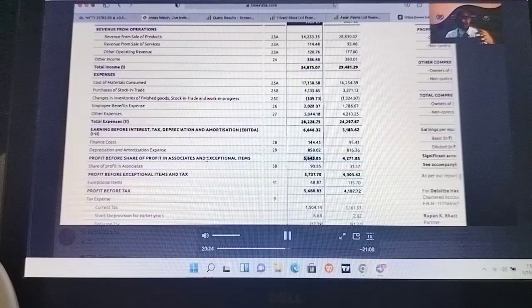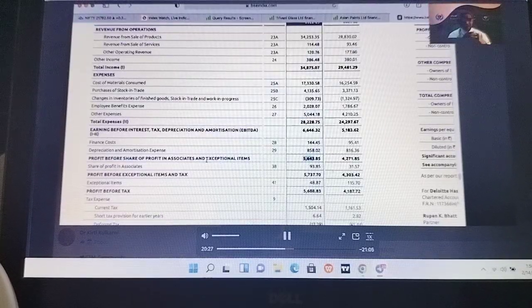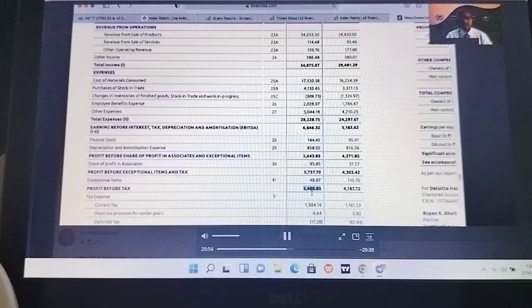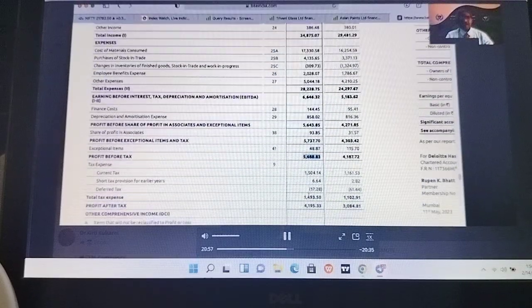Now sometimes you'll see 'before exceptional items'. What is this exceptional item? Sometimes there are losses, like a fire accident which never happens in day-to-day practice, but exceptionally a cost is incurred, some litigation. Sometimes it is included, and that is for detailed discussion. And then you get the profit before tax. So 5,688 is the profit before tax. From that, tax expense is 1,493. Now the tax is calculated on the profit before tax, not the revenue.